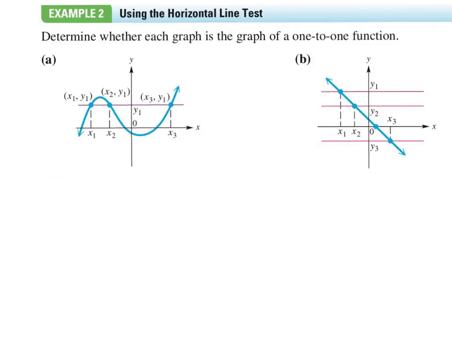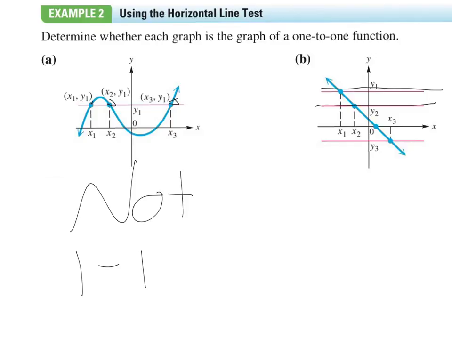Based on the graph, are these two graphs 1-to-1? Notice for part A, you have a horizontal line here that crosses the graph in 3 different locations. So part A is not 1-to-1. But if you notice for part B, it's a linear function. No matter where you draw a horizontal line through a linear function, it will still cross the graph at most once. So this one, part B, is 1-to-1.